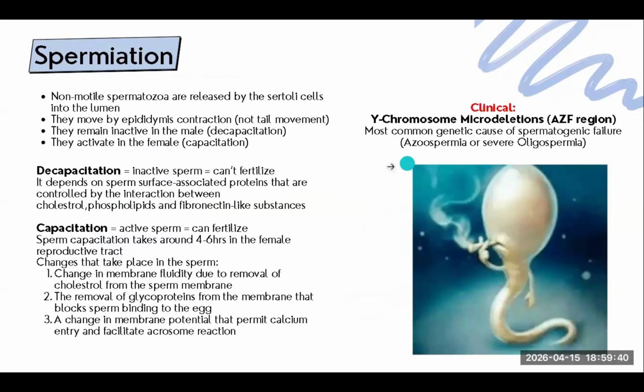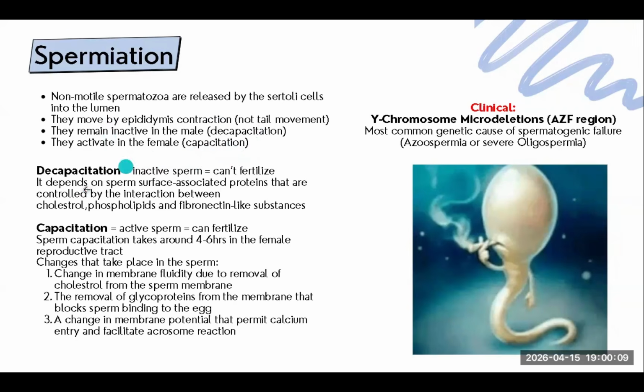Now let's look into spermiation. First of all, you have non-motile spermatozoa, which are released by the sertoli cells into the lumen. Once they're released into the lumen, they move by epididymis contraction. They do not move by tail movement because the sperms remain inactive in the male due to a process known as decapacitation. However, when they enter the female, they must activate and they activate through capacitation.